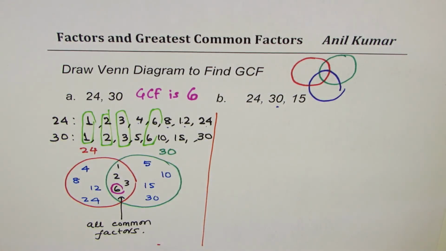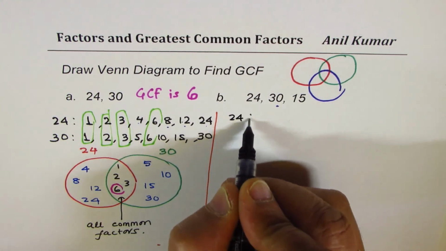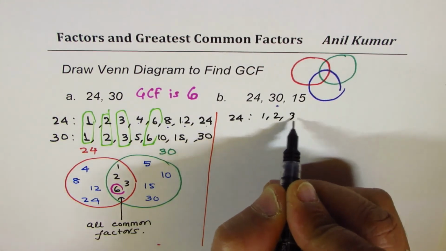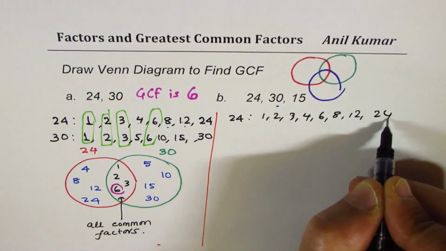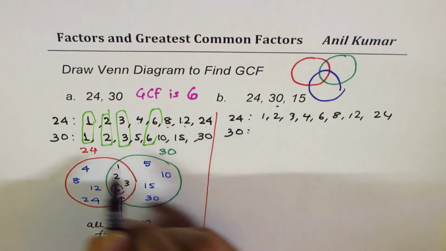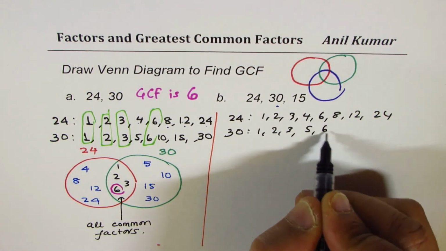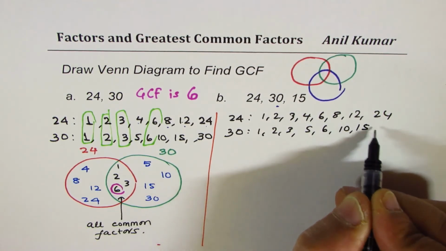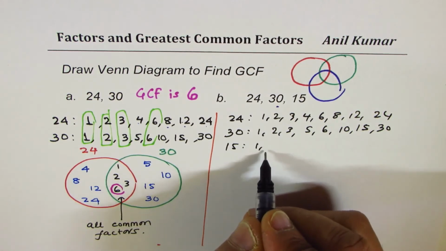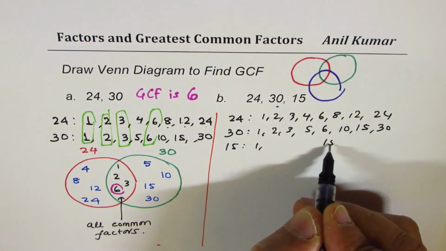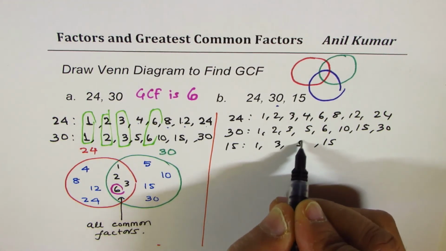Now, let's begin by writing the factors. We know the factors of 24 are 1, 2, 3, 4, 6, 8, 12, and 24. Factors for 30, I'm just copying from here, are 1, 2, 3, 5, 6, 10, 15, and 30. What are the factors of 15? It is 1 times 15, right? So let me write 15 here. And then it is 3 times 5, 3 and 5.